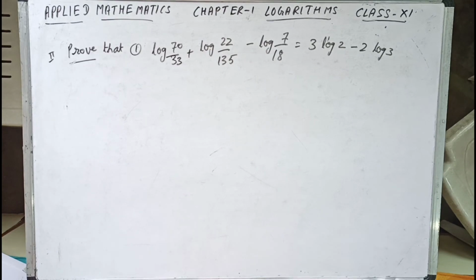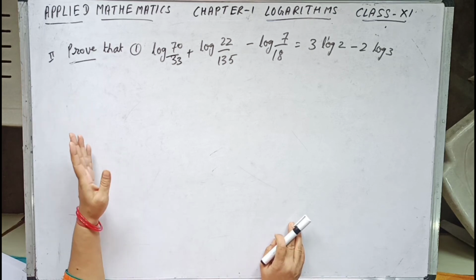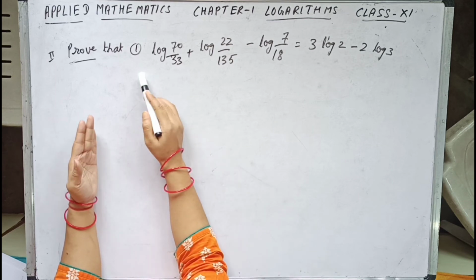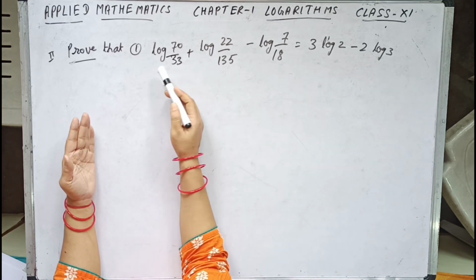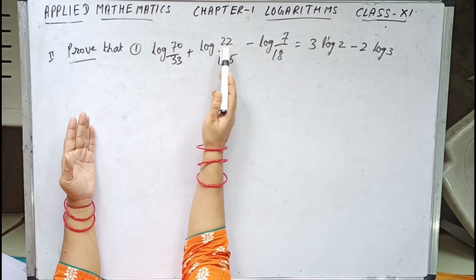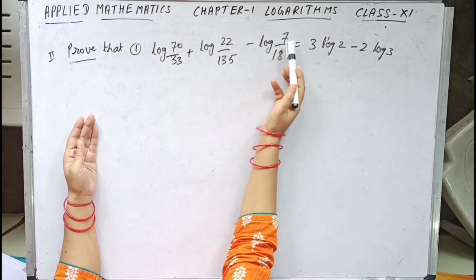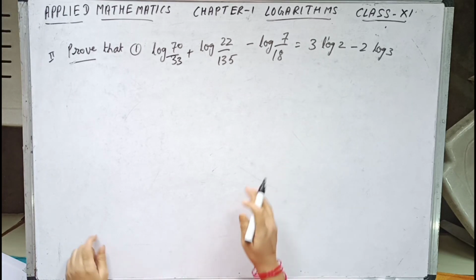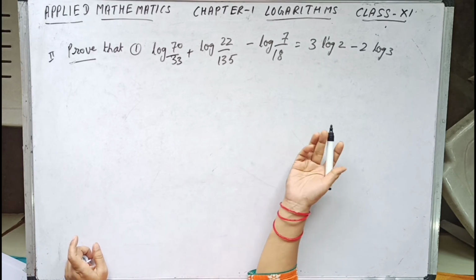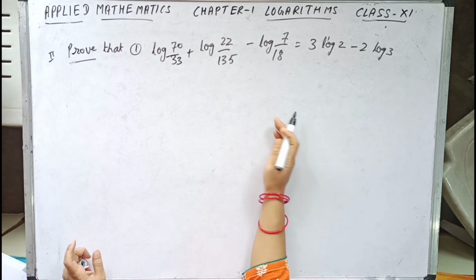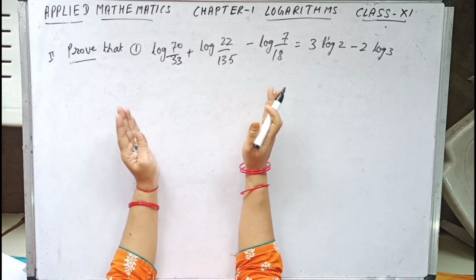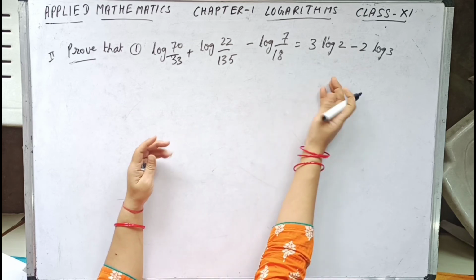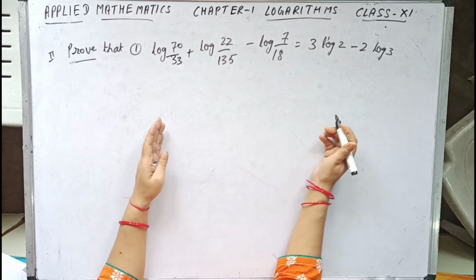Now let us move to the next type of the sum in logarithmic, that is proving sums. In first type we did evaluating sums, and in the second type let us do proving sums. Now question number 1 I have written over here, that is prove that log of 70 by 33 plus log of 22 by 135 minus log of 7 by 18 equals to 3 log 2 minus 2 log 3. Now we can start with LHS and go to RHS, or the reverse. Over here only 3 terms are there, so we will be proceeding from LHS to RHS only, but whenever we are solving, keep in mind what we have to get.